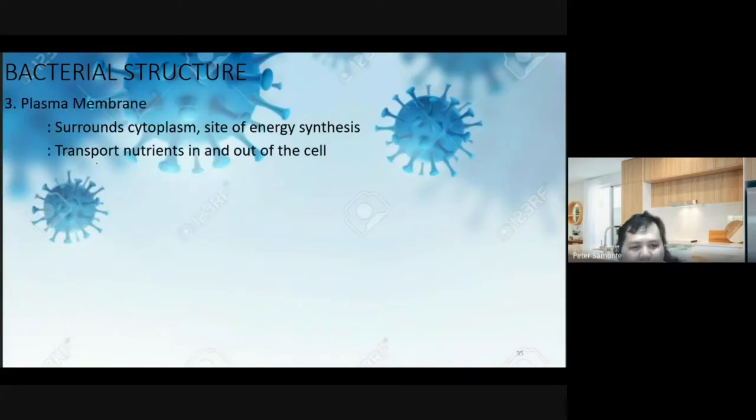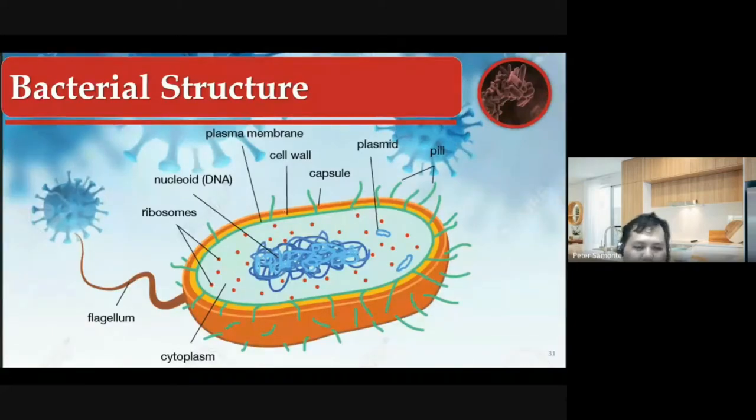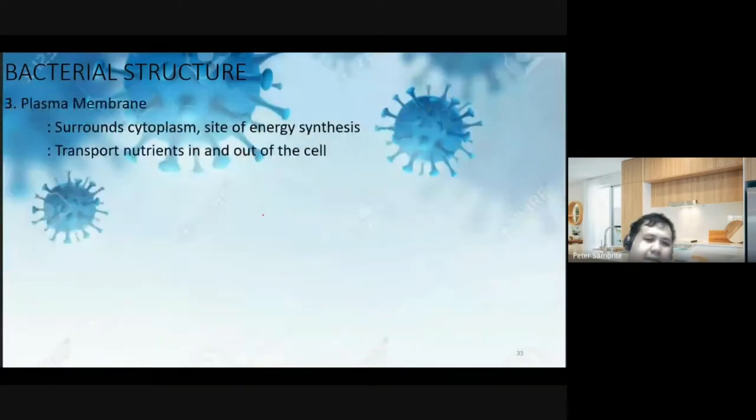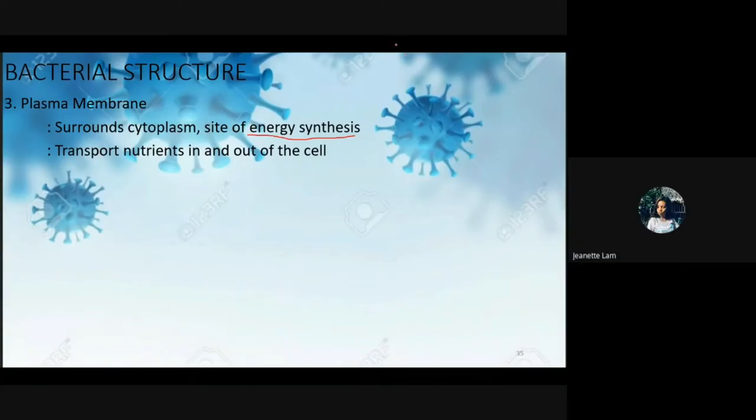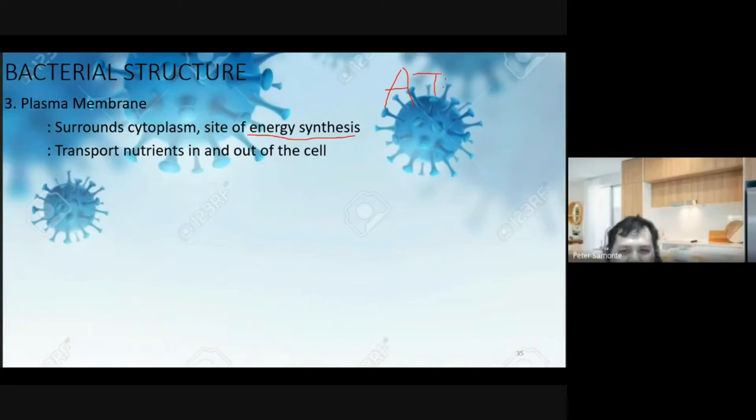Okay, another one would be your plasma membrane. We discussed the three parts: the outer layer, you have your capsule, not common in all; your middle layer, or possibly first layer if you have no capsule, the cell wall; and after the cell wall would be your plasma membrane. Your plasma membrane, class, surrounds the cytoplasm. It is the site of energy synthesis. Whenever you hear the word energy synthesis involving cells, what type of energy is this? ATP, the never-dying ATP. It's adenosine triphosphate. Your plasma membrane will transport nutrients in and out of the cell.